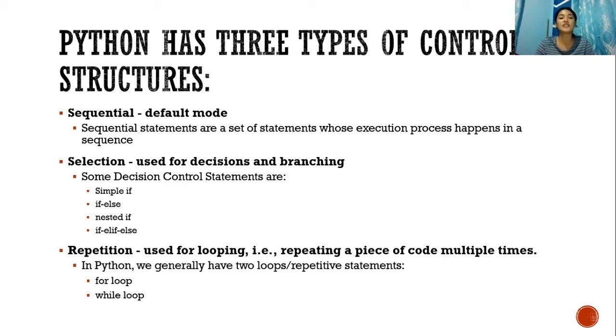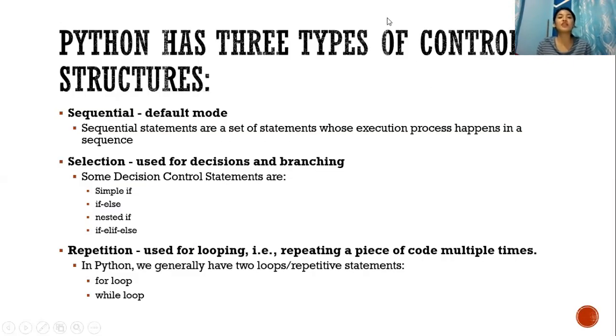So selection, decision, and control statements. In Python, the selection statements are also known as the decision control statements or branching statements. So the selection statements allow a program to test several conditions and execute instructions based on which condition is true. So next are some decision control statements.